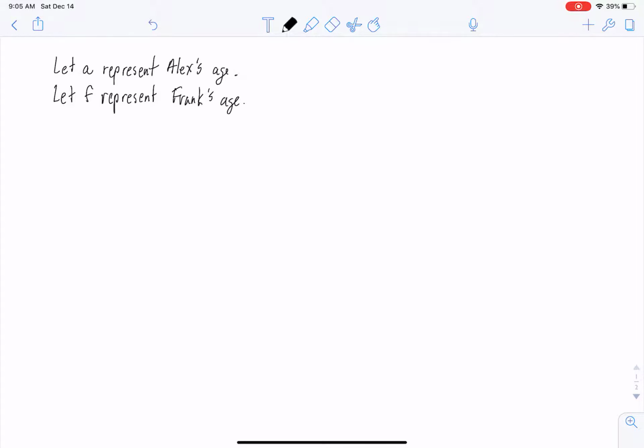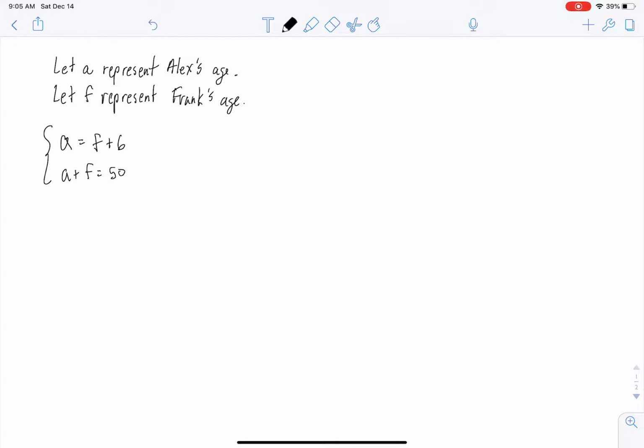Okay, now we're just going to read the sentences and translate it into a mathematical equation. So it says Alex is, so that's A equals 6 years older than Frank. F plus 6, right? Okay. The second one says the sum of their ages is 50. So A plus F equals 50. And there's our two equations.